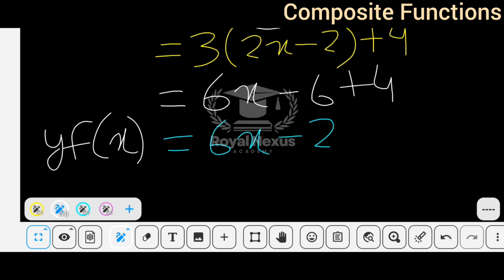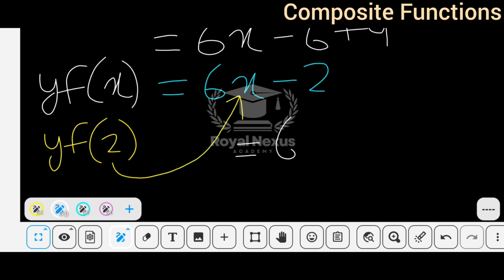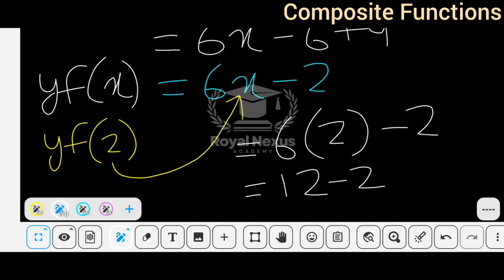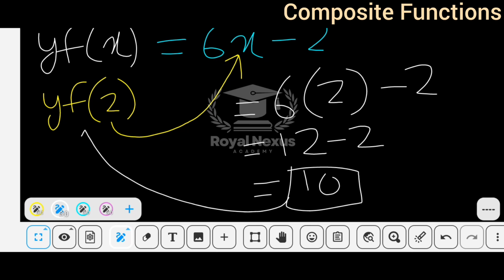Now similarly, if I ask you to find y f of 2, you just need to plug in this value of 2 into this function. So it will be 6 bracket 2 minus 2, and 6 times 2 is 12, minus 2. So 12 minus 2 is 10. So 10 is the answer to this composite function.